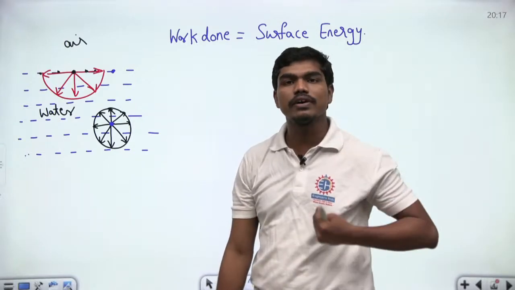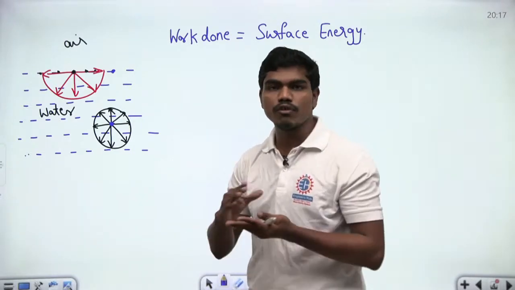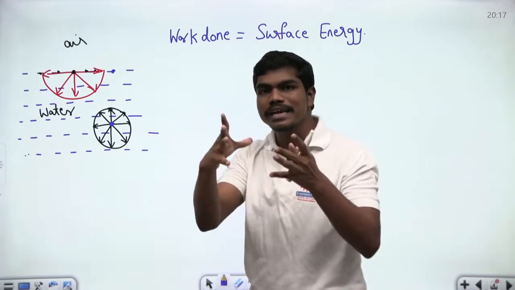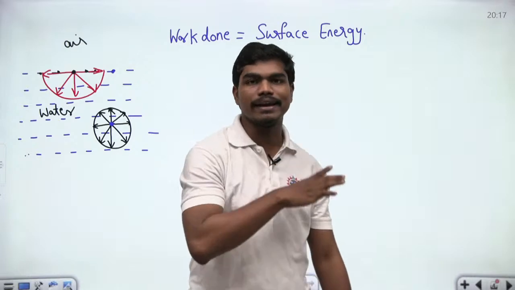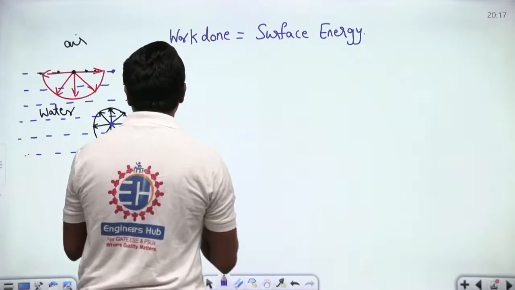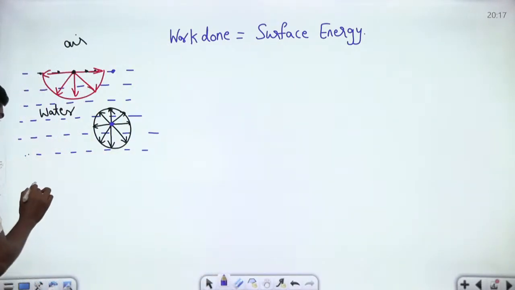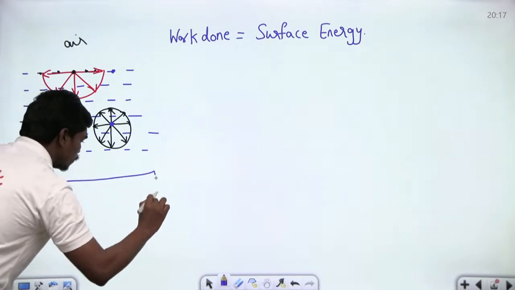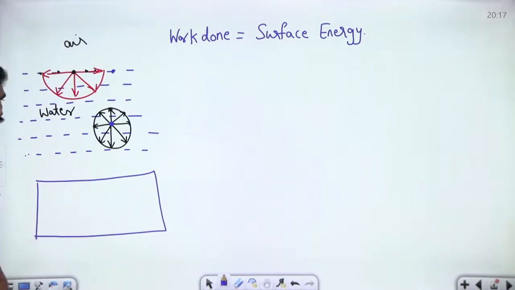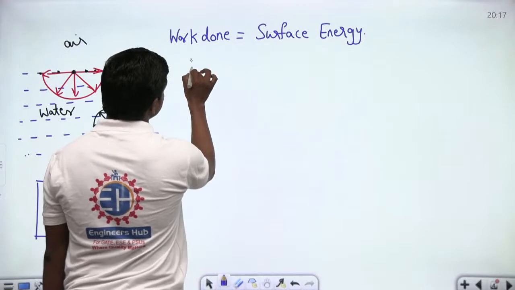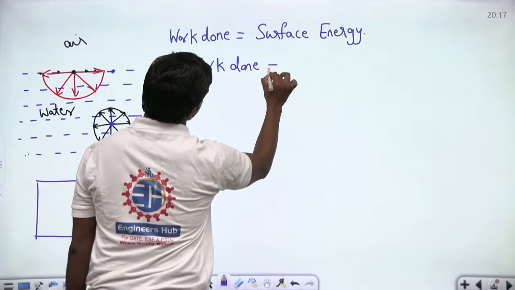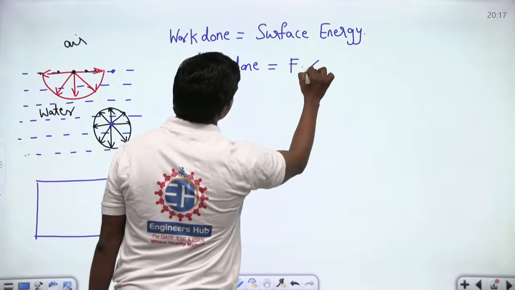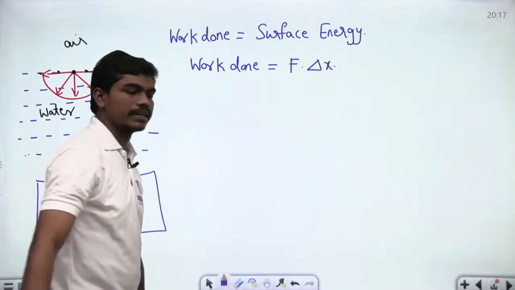Now what is the formula for this surface energy or work done? If you want to form a surface, if you want to increase the size of a surface, then what is the formula for this work done? This is the main interest. Now look here, let us suppose this is the top view. Now you know work done can be written as force into displacement, which is delta x.